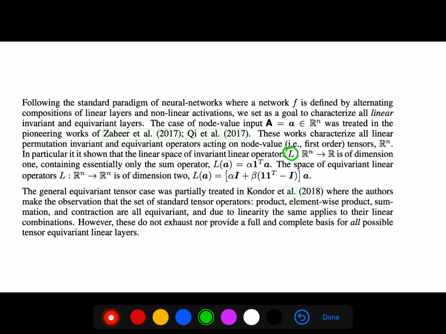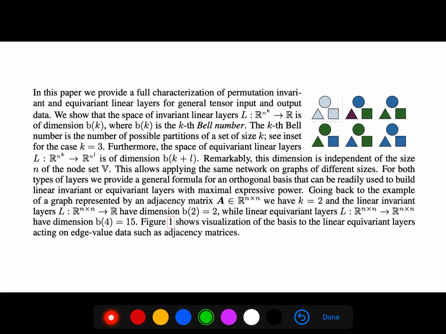The general equivariant tensor case was partially treated in this reference, where the authors observe that the set of standard tensor operators, product, element-wise product, summation, and contraction are all equivariant, and due to linearity, the same applies to their linear combinations. So we provide a full characterization of permutation invariant and equivariant linear layers for general tensor input and output data. We show that the space of invariant linear layers is of dimension B of k. The B is just the Bell number, the k-th Bell number.